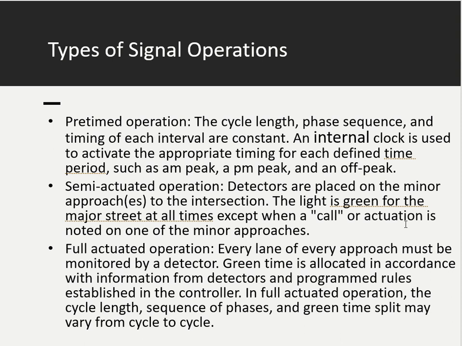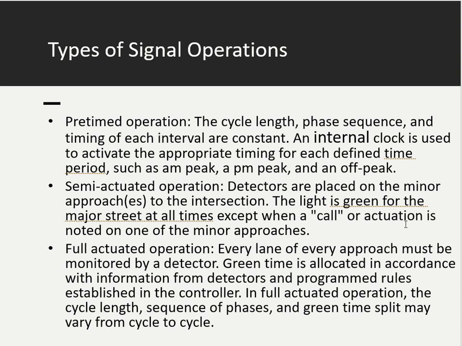What is the difference between phase and cycle? A cycle is a combination of phases. The cycle is for all the movements. A phase is for one movement. So a cycle has multiple phases, and each phase has three intervals.